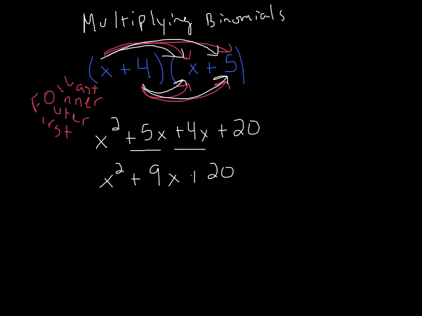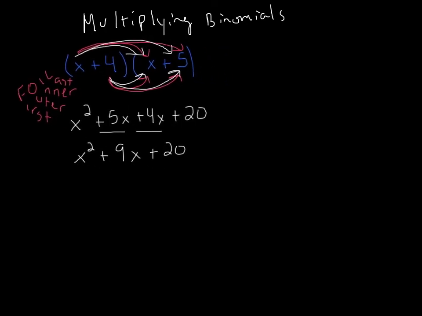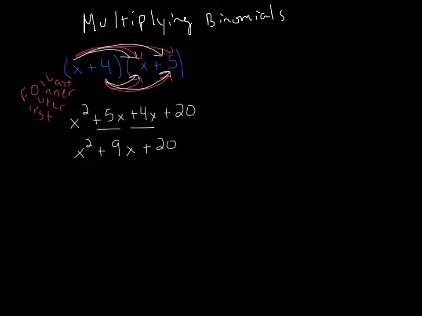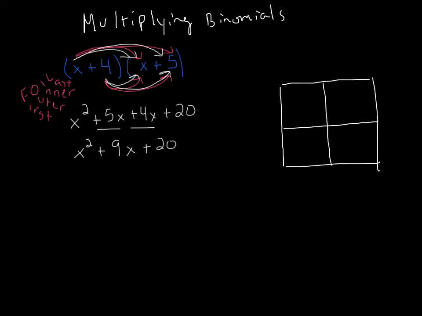Now the other method is called a Punnett square. It's very, very helpful for those of you who have a hard time seeing what to do. What you do is draw a little square, and you put one binomial on the top. I'm going to do x plus 4 on the top, and you put the other on the bottom. Then it looks like a multiplication table, right? You multiply the side times the top, and you put the answer in the box wherever they match up.